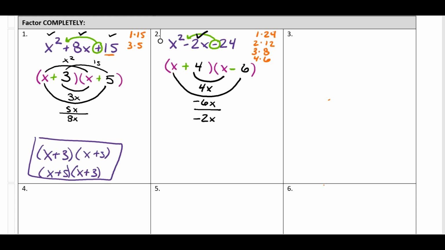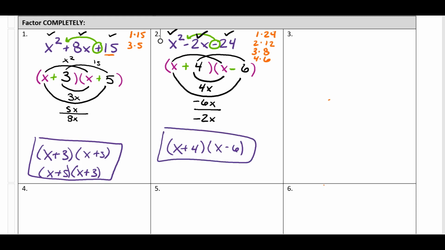So I've got my middle term, and then again I'm going to double check. x times x is x squared, and 4 times negative 6 is negative 24. So my factors are going to be x plus 4 times x minus 6.